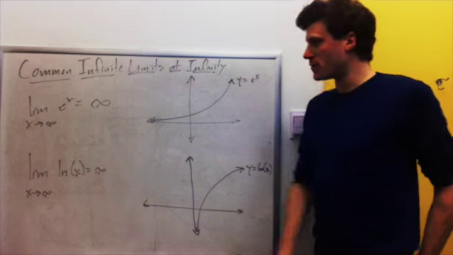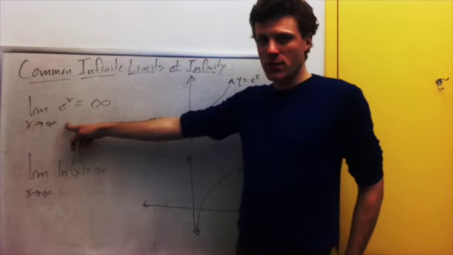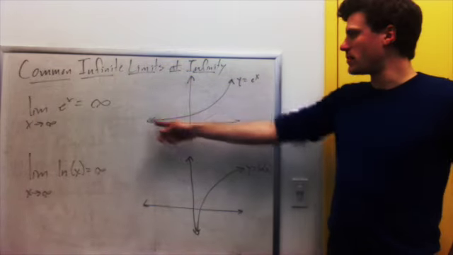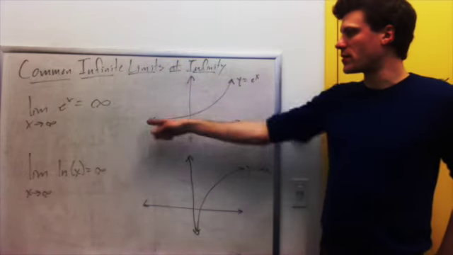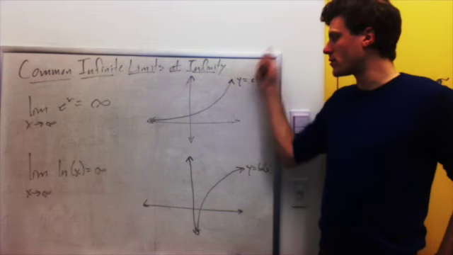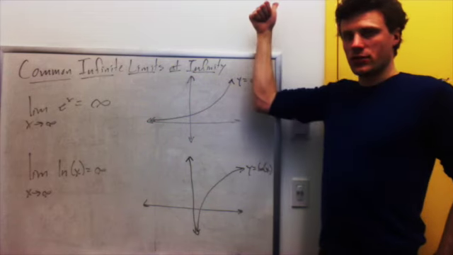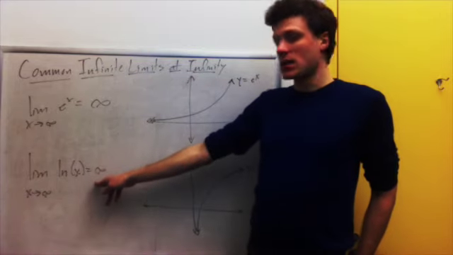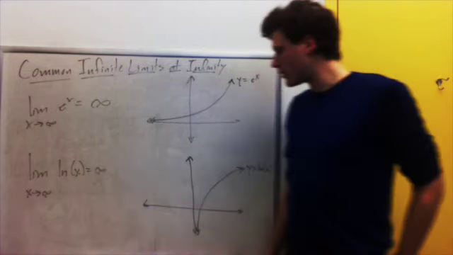Now just to finish off, let me mention that there are just two common infinite limits at infinity that we should know. First, the exponential function. As x goes to infinity, e to the x goes to infinity. That's exemplified by the fact that this exponential graph, as x goes to infinity, just shoots off the graph. Great. Also, the natural log, as x goes to infinity, also goes to infinity.